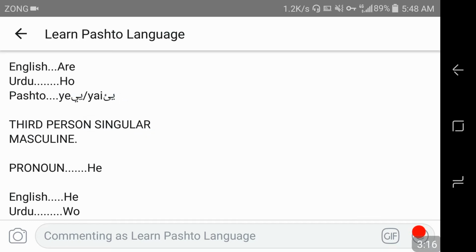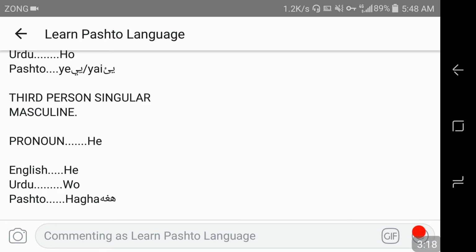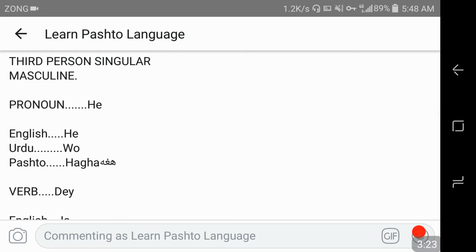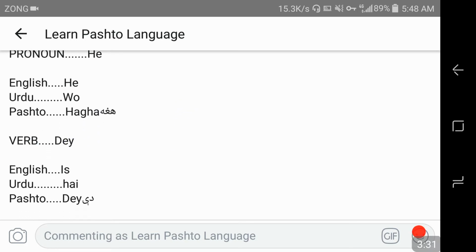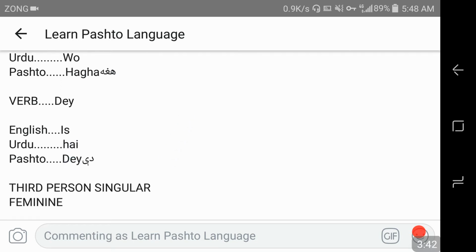Third person singular, masculine. Pronoun he. English he, Urdu wo, Pashto haga. Verb is. It is used for masculine, and its meaning in English is is, in Urdu hai, and in Pashto we use dai.